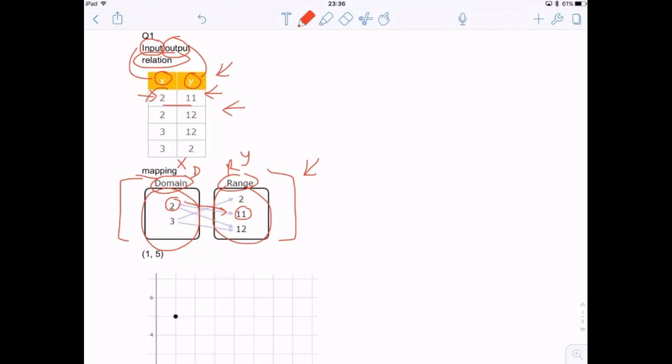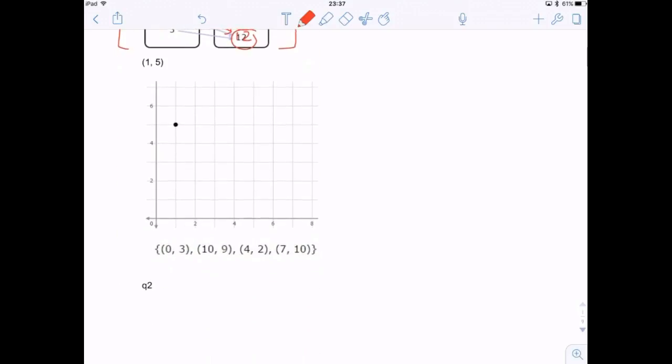Do you see how there's two pairs here, 2, 11 and 2, 12, they both start with 2? Well, when you do a mapping, you only show the 2 once. And then how do you show it mapping to both 11 and 12? Well, you draw two arrows. You draw one arrow going to 11 and the other arrow going to 12. That's how you show that there are two pairs that start with 2. In the table, you just put two different rows, right? Easy, right?